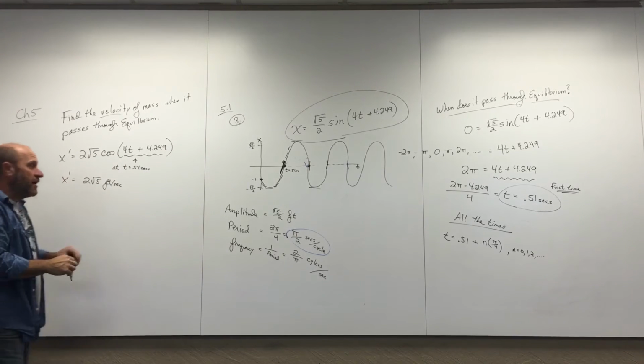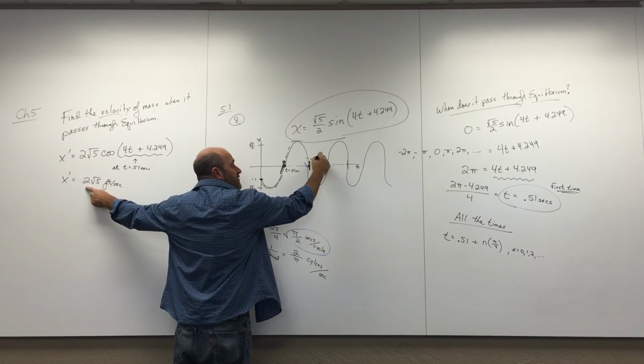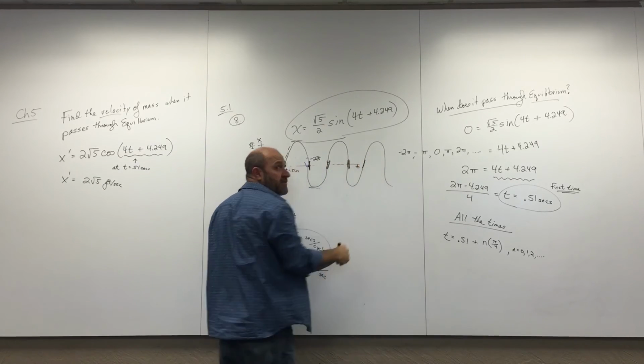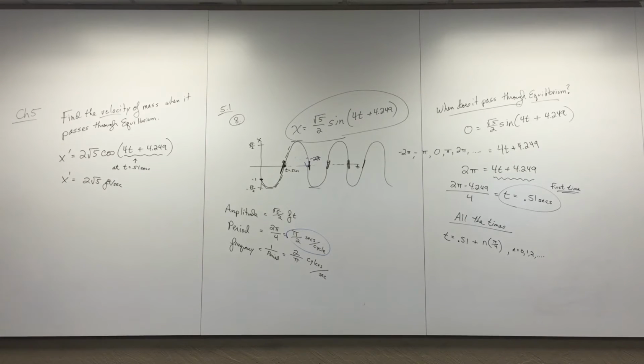But again, at this time, it's going to be negative 2 square roots of 5 feet per second. And this one's going to be positive. This one's going to be negative. This one's going to be positive. It's either a positive or a negative slope. It's either heading down or up. It's positive or negative velocity.